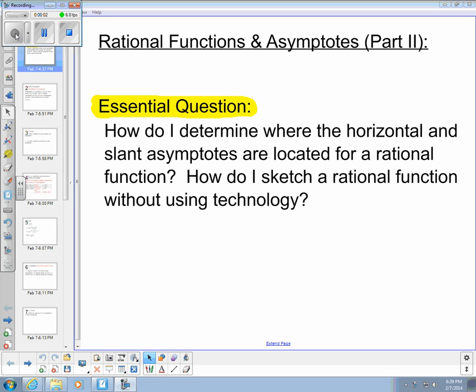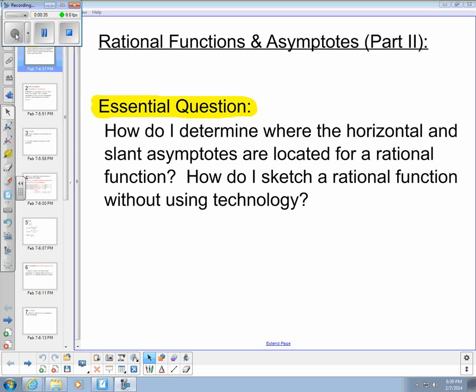In the first rational function video, we talked about how to find x-intercepts, y-intercepts, vertical asymptotes, and determine the domain of a rational function. Remember, a rational function is a function that is made up of a fraction where the numerator and denominator are both polynomials. Today, we're going to focus on how to determine where horizontal and slant asymptotes are located, and how to sketch a rational function without a calculator.